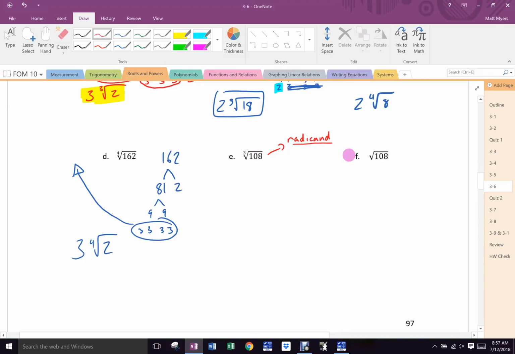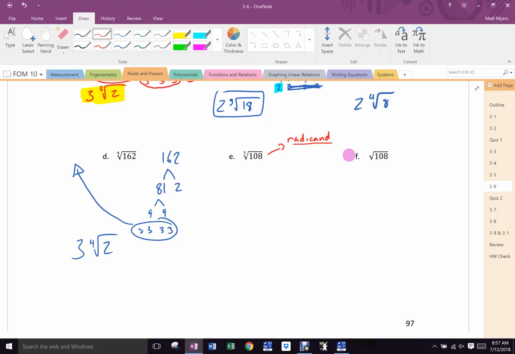So, you will notice that 108 and 108, I have the same radicand there. Are the answers going to be the same? No, why not? Because the index is different. In E, I'm looking for groups of how many factors? 3. In F, I'm looking for groups of how many factors? 2. What is going to be the same?